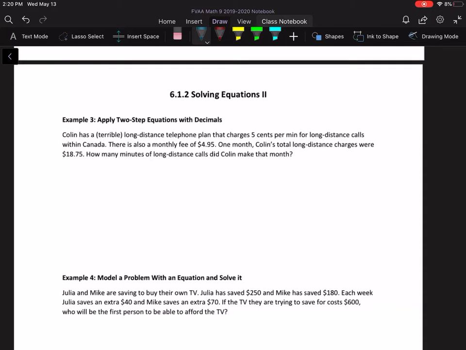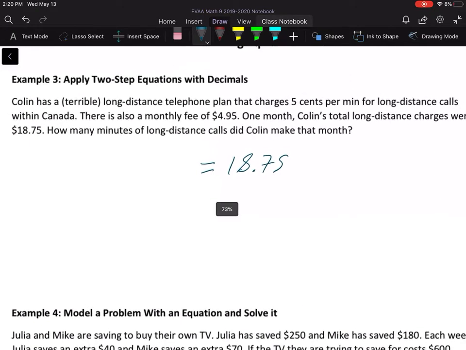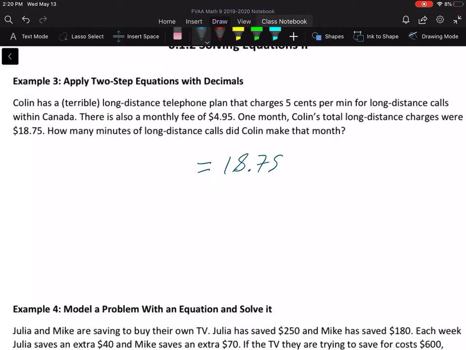All right, so here we're looking for an equation that gives us the total cost of a phone plan per month. Okay, and we know that the total cost of his plan is $18.75 for that month. All right, and we also know that there's an initial fee of $4.95, and then on top of that, he has to pay 5 cents or 0.05 for every minute that he uses.